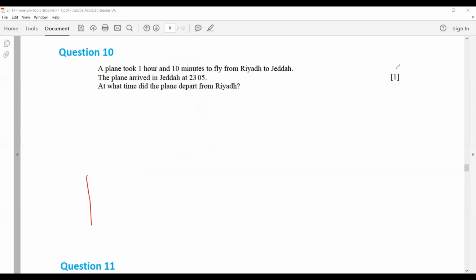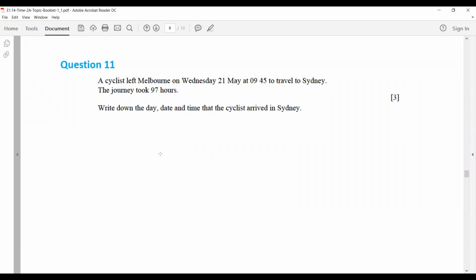Then question number 11, a cyclist left Melbourne on Wednesday, 21st of May at 9:45 to travel to Sydney. The journey took 97 hours. Wow. Okay, definitely they need to ask for time. So I suggest you to divide. It carries 3 marks, guys. You have to divide 97 by 24 first to see how many days it took, and the remainder would be the hours. So I can fit 3, if I'm not mistaken. No, 4. Yeah, 4 times 24 is 96. So 97 hours is 4 days and 1 hour, right?